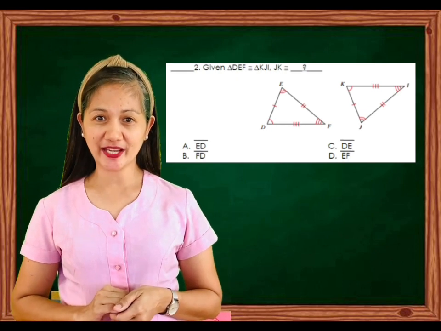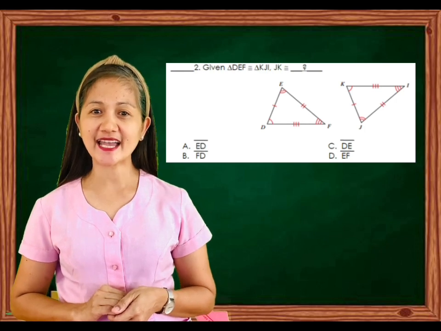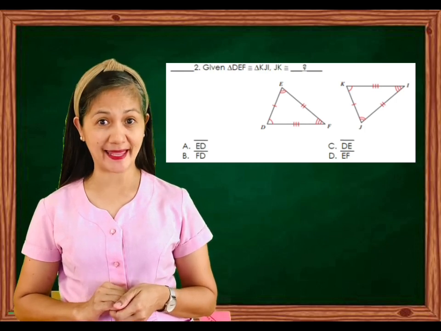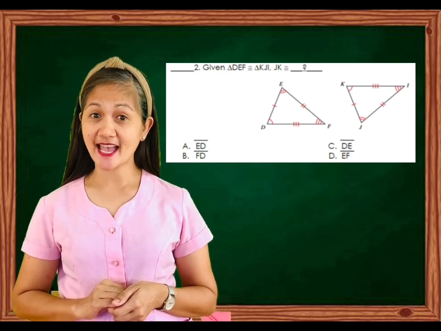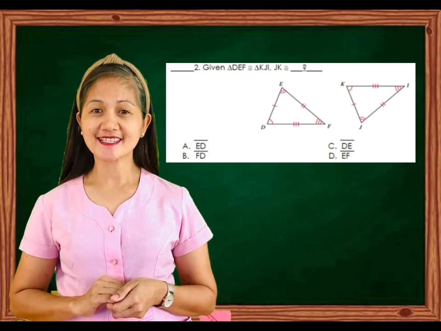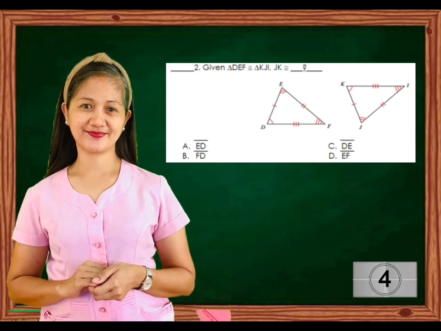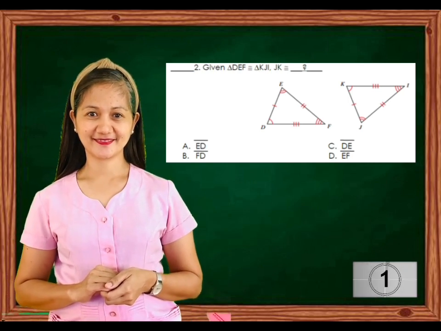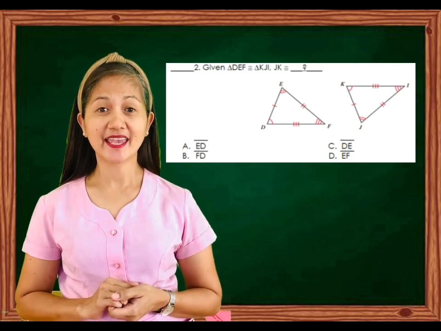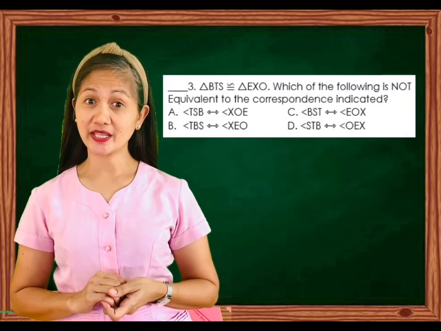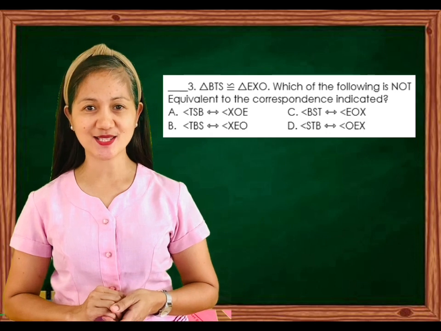2. Given triangle DEF is congruent to triangle KJI, side JK is congruent to blank. A. Side ED. B. Side FD. C. Side DE. Or D. Side EF. Correct! The answer is A. Side ED.